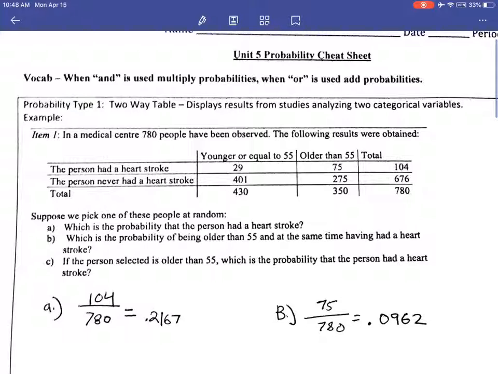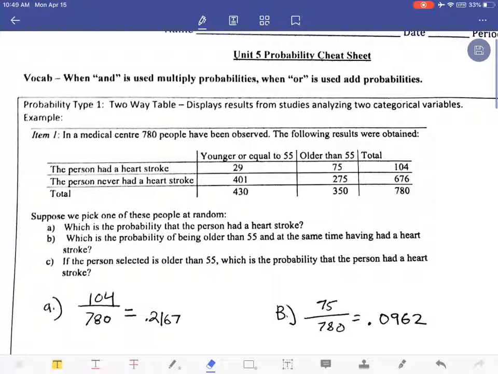So when we're dealing with these problems, we want to first see if there's a restriction that we're dealing with. Okay, so if it said given somebody was younger or equal to 55, that would be a restriction, and we're only going to look at that column. Let me circle that for you. So if I said younger or equal to 55, then we just look at this total right here. Or if I said, given that the person has had a stroke, what's the probability that they are older than 55? I would put that right there.